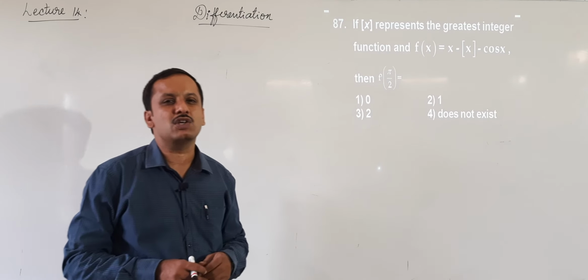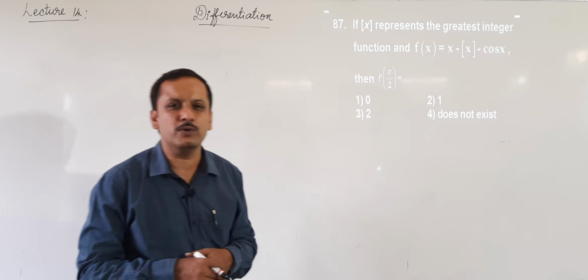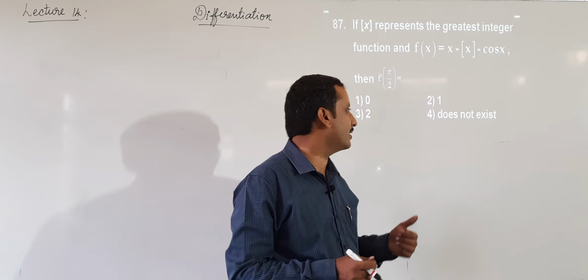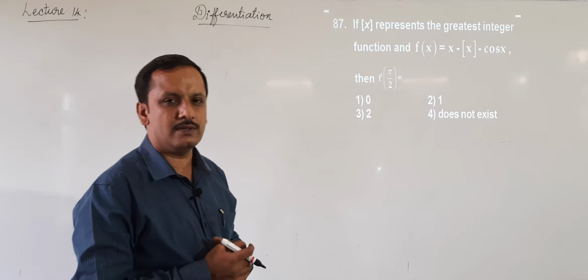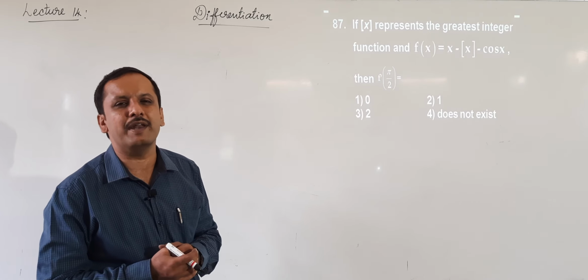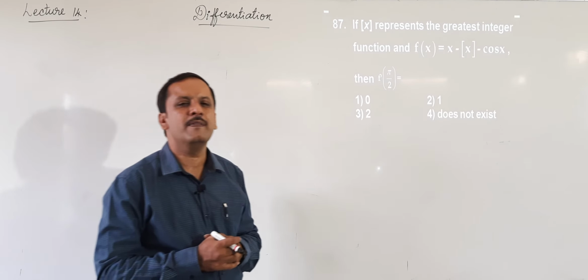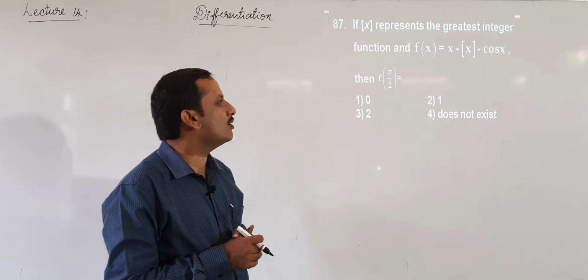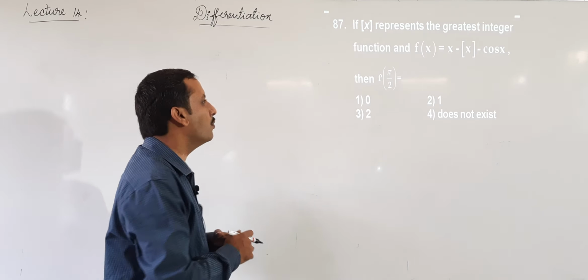Now we are talking about f dash of pi by 2. Pi by 2 is not an integer. Pi, its value is 3.142, etc. So divide by 2, which comes around 1.57. 1.57 is not an integer. Hence, the derivative does exist. Okay. So in the neighborhood of pi by 2, that is in the neighborhood of 1.57, what happens to [x]? As you know, if x is between 1 and 2, [x] is equal to 1. So in the neighborhood of pi by 2, the value of [x] is equal to 1.